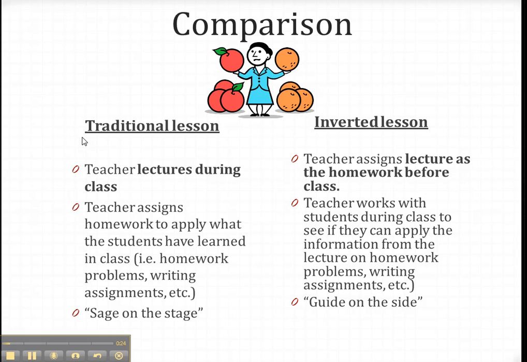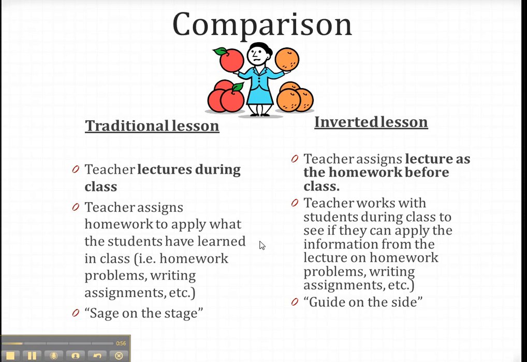So in a traditional lesson, the teacher lectures during the class, and then after the class the teacher would assign homework to apply what the student has learned in the class. So it could be homework problems or writing assignments. And basically, this is where most of us are sages on the stage. Okay, so I think with a lot of our Class Connect sessions, this is how it goes. We put up a presentation, present information to students, and then ask them to go complete their OLS lesson or some homework assignment for us.